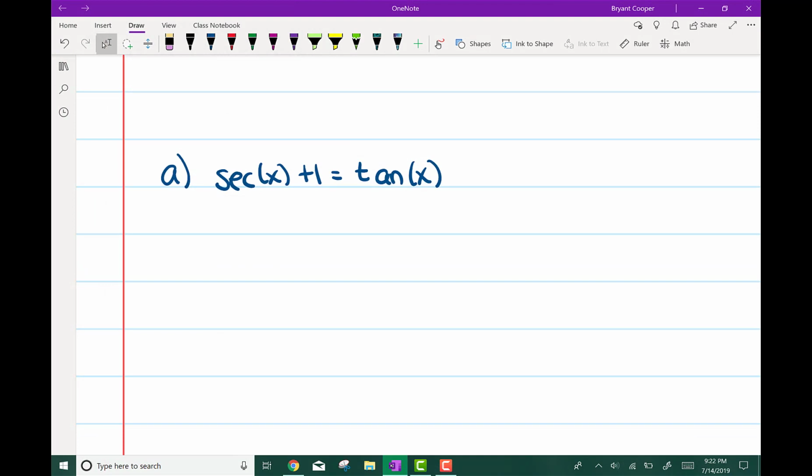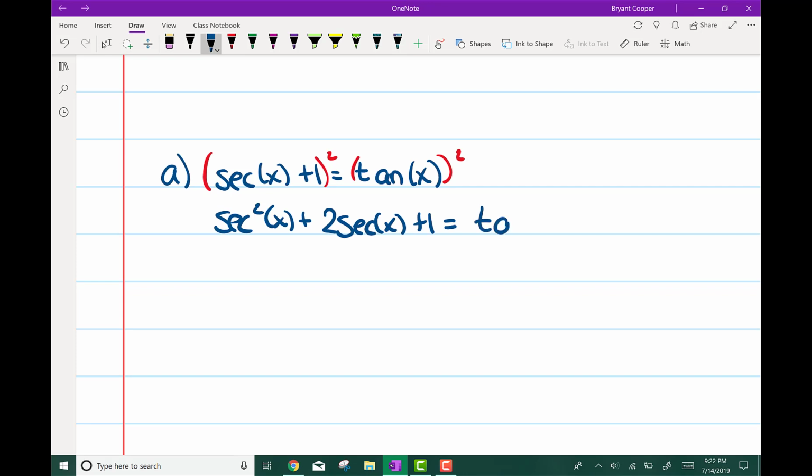Okay, so for the first problem, I have secant of x plus 1 equals tangent of x. And the first thing that I check to see is if anything's squared, and it's not, so I know I'm going to need to square both sides. So I go ahead and I do that. And I get secant squared of x plus 2 secant of x plus 1 is equal to tangent squared of x.